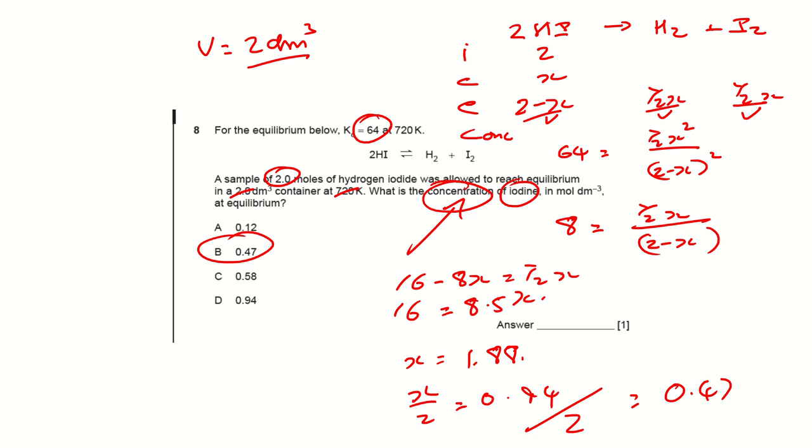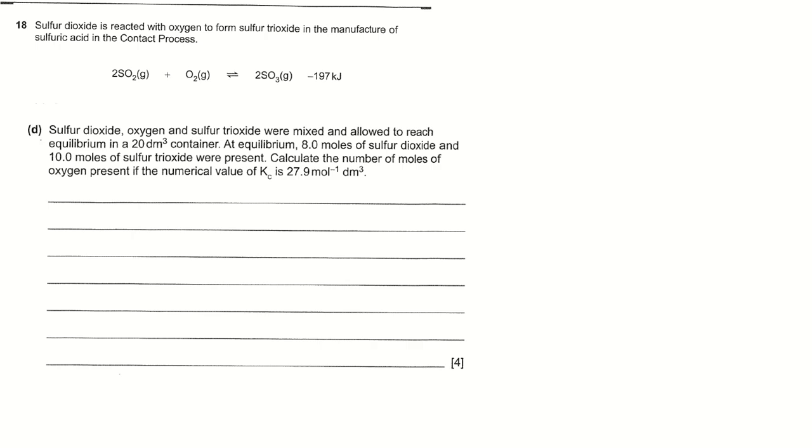0.47. So the answer is B. Now, some of you who are very good at maths, or pretty even adequate at A-level maths, will find that fairly straightforward. But a lot of A-level chemistry students who maybe don't do A-level maths will find that reasonably tricky. So that's the method that you follow.